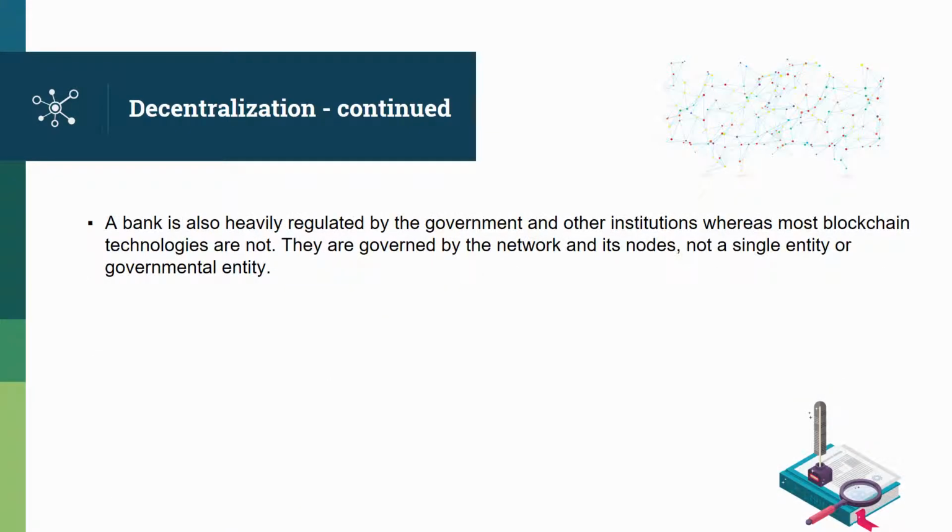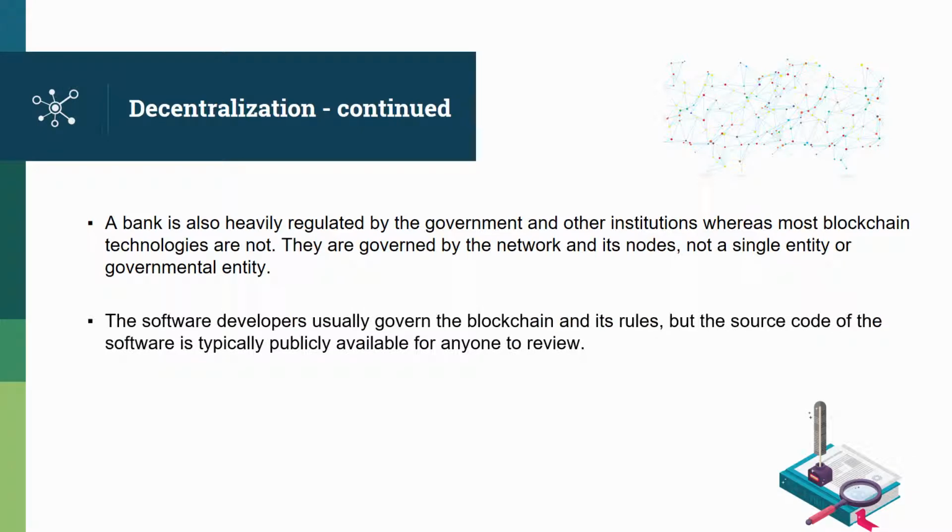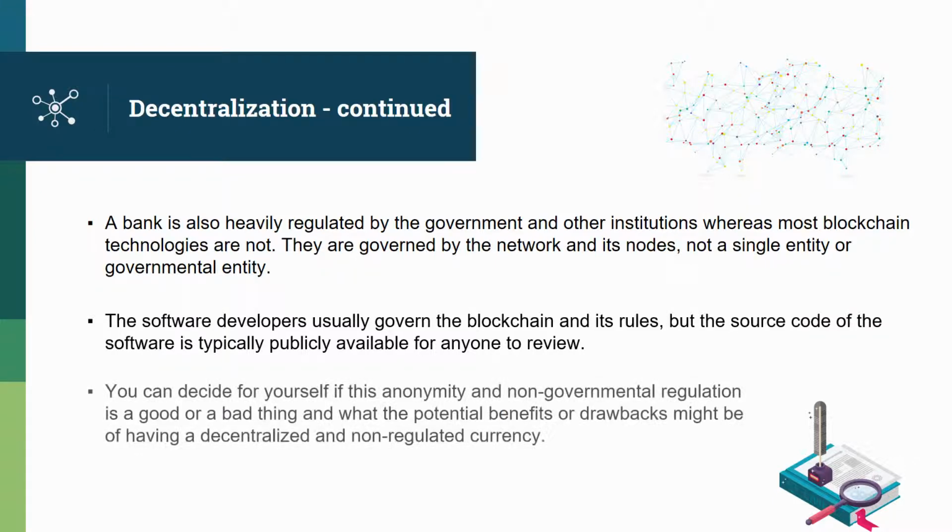A bank is also heavily regulated by the government and other institutions, whereas most blockchain technologies are not. They are governed by the network and its nodes, not a single entity or governmental entity. The software developers usually govern the blockchain and its rules, but the source code of the software is typically publicly available for anyone to review. You can decide for yourself if this anonymity and non-governmental regulation is a good or a bad thing, and what the potential benefits or drawbacks might be of having a decentralized and non-regulated currency.